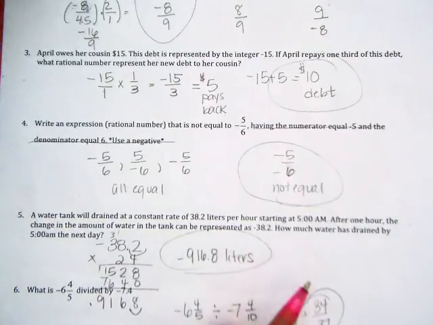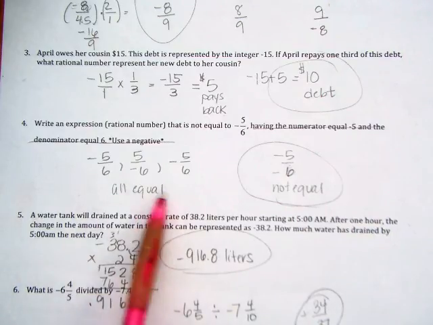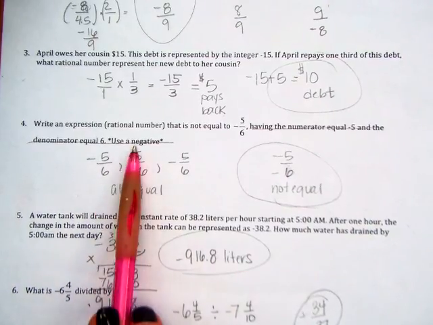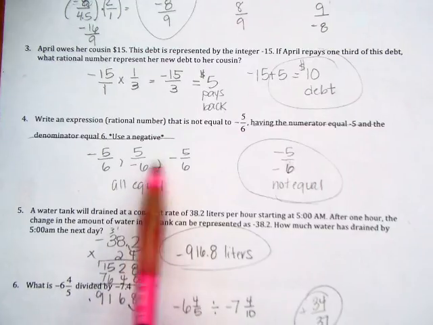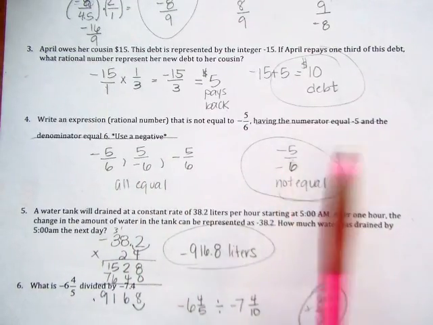Okay, the next one. Write an expression with a rational number that is not equal to negative 5/6. Having the numerator equal negative 5 and the denominator equal 6, use a negative. She crossed that out because all of these would be equal: negative 5/6, 5 over negative 6, negative 5/6. But negative 5 and negative 6 would not be equal.